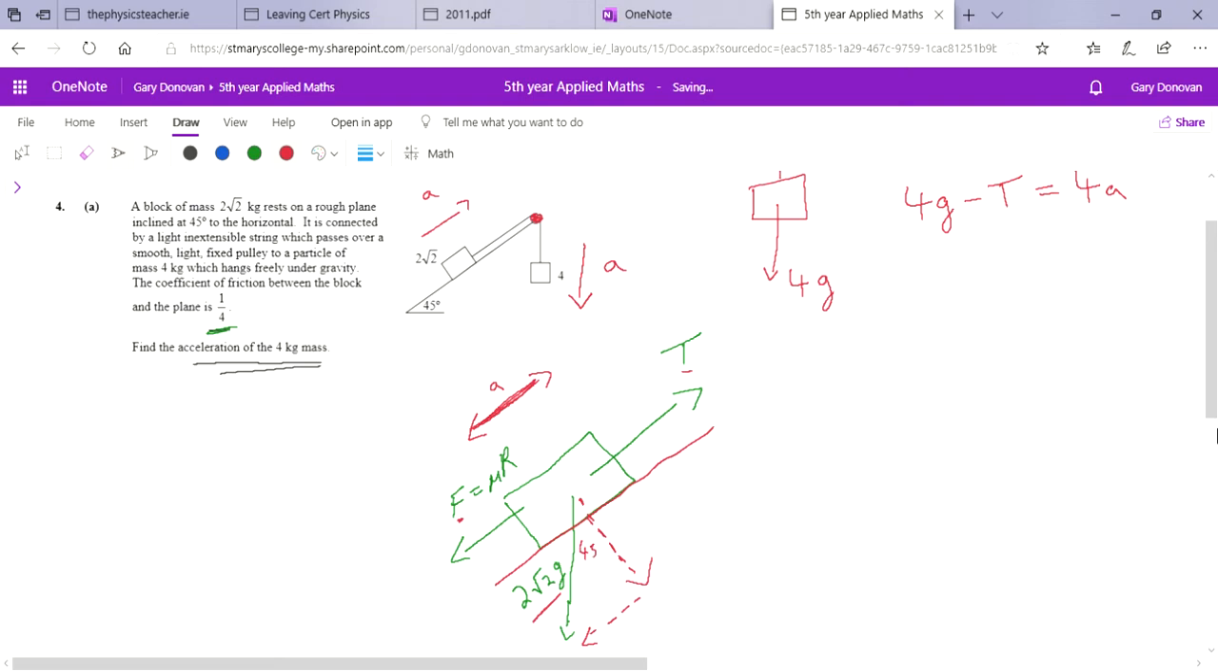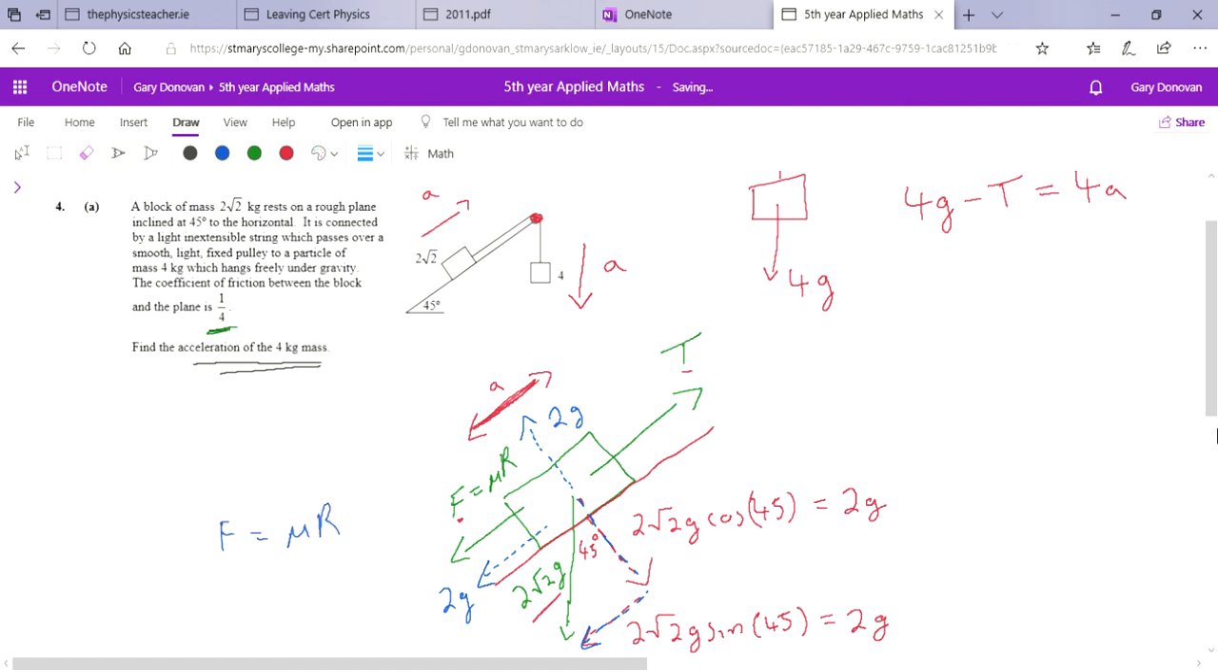This angle will be 45 degrees, explained in the video yesterday. So this side will be 2√2g multiplied by cos of 45, and that just gives you 2g. This side here will be 2√2g sine of 45, which also gives you 2g. So now when we're looking at our forces, we have another force acting backwards on it here, and that's the component of gravity, and that blue arrow is exactly the same as this arrow here, so that's 2g. In order to get friction, we need to know r. This blue arrow will be equal to this arrow, so r is going to be 2g. So friction is mu times r, which is 1/4 times 2g, so 0.5g.